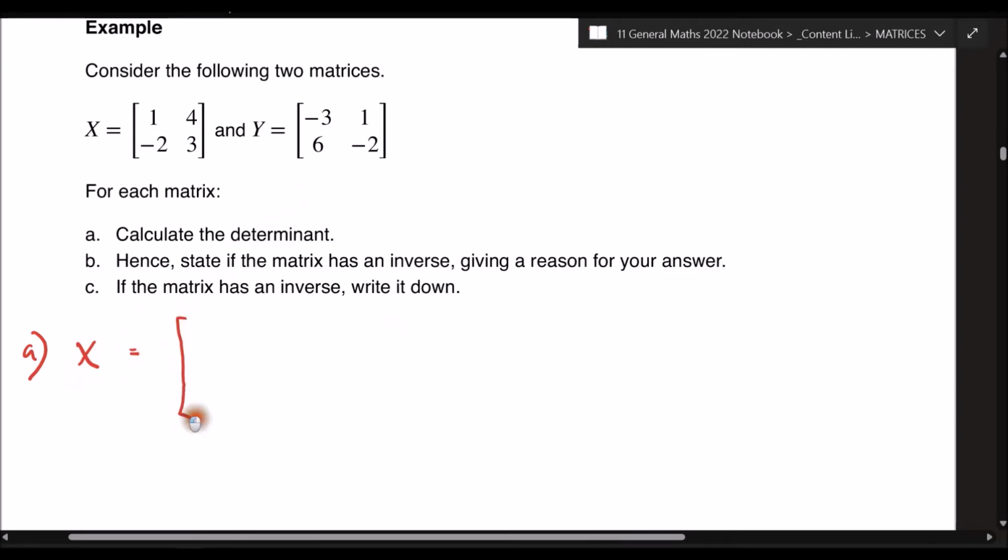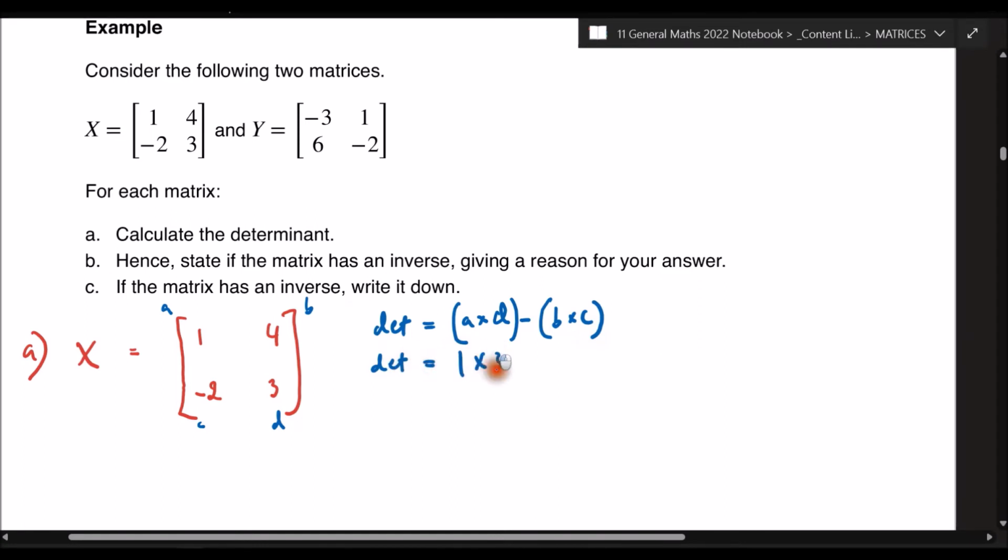So if this is the X matrix, 1, 4, -2, 3. Label the matrix in case you're confused: that's A, that's B, that's C, and that's D. Let's find the determinant. The formula is A times D, take away B times C. So in this case, it's 1 times 3, take away 4 times -2. The determinant will be 3, take away -8, but because of these two negatives, it becomes a positive. So the determinant is 11. That one definitely has an inverse.